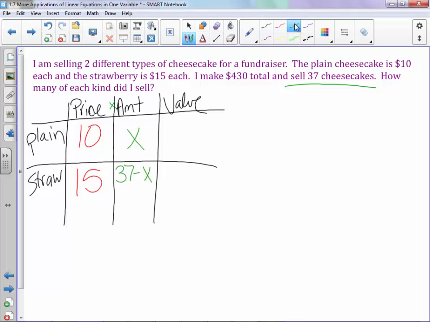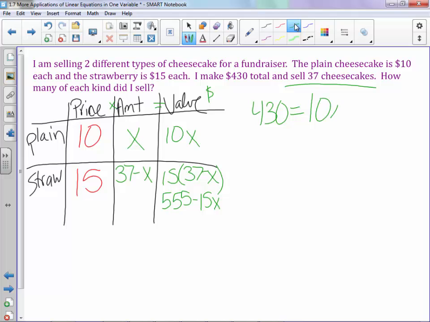And then this follows from before, multiply across. So our value is 10x, and then 15 times (37 minus x). If you wanted to go ahead and distribute, you could, and get 555 minus 15x. Now these are the value in our money. So we know we made $430 total. So that's how much money we made off the plain cheesecakes, which was 10x, plus how much money we made off the strawberry, which is this 555 minus 15x.